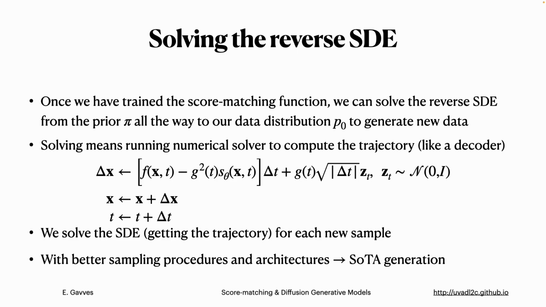But again, here I'm saying that solving the reverse SDE is literally, once we've got the optimal parameters. So this sampling of time steps and so on is for training the model. Now, how would we sample?